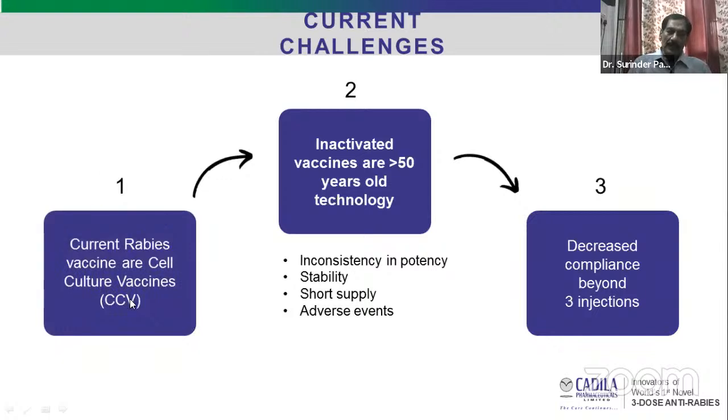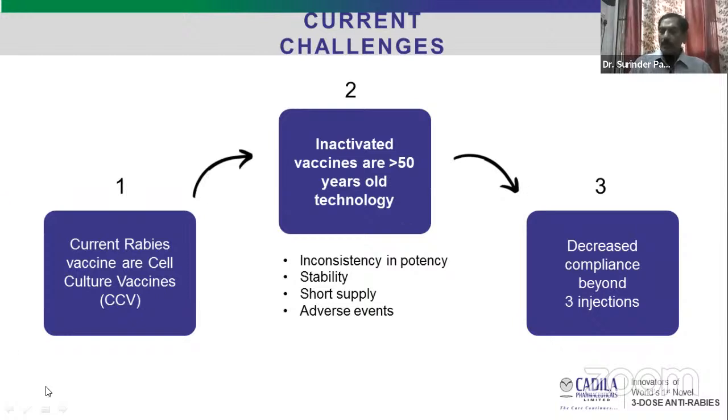So current rabies vaccines are cell culture vaccines, as we all know, CCV. These inactivated vaccines are more than 50 years old technology. I told you that I have been using these vaccines for many years, but they have some drawbacks also: inconsistency, impotency, stability, short supply of the vaccine, and there are many adverse effects of these inactivated cell culture vaccines.